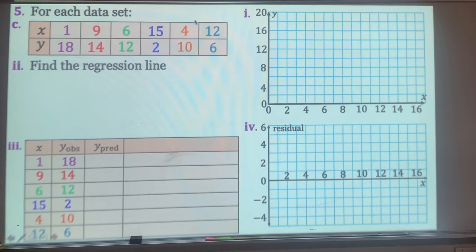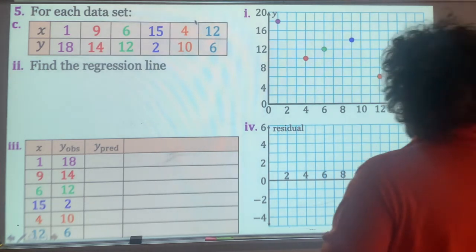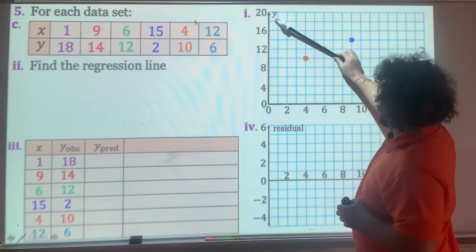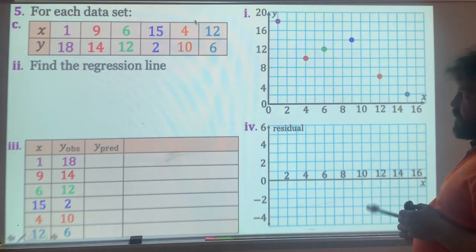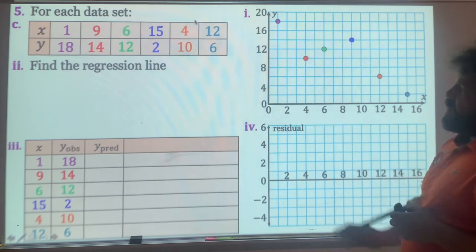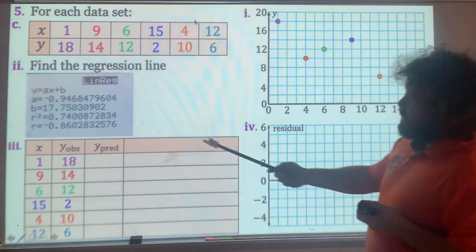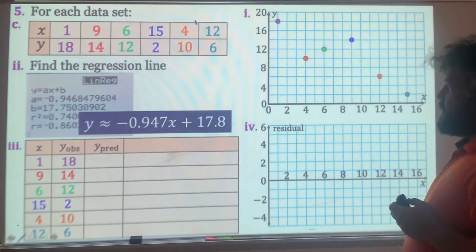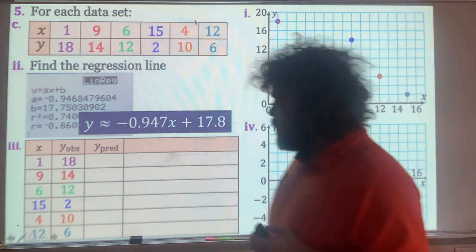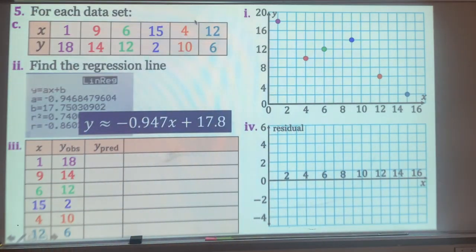First one, you plot your points. Looks pretty okay. The red and the blue are a little bit out there, but for the most part, it's not too terrible. You type your data into your calculator for the linear regression. You get negative 0.947x plus 17.8. I got the same thing. That's actually a picture of my calculator. And then you can plot that line if you'd like.